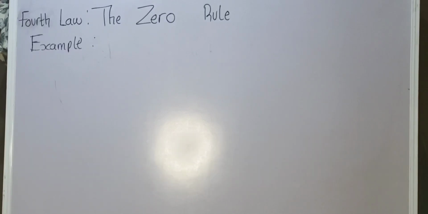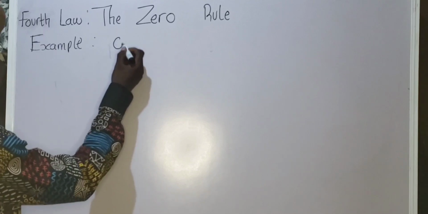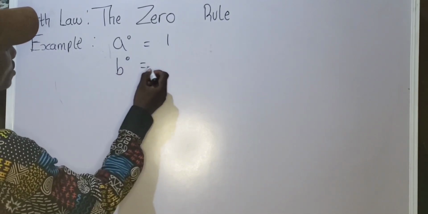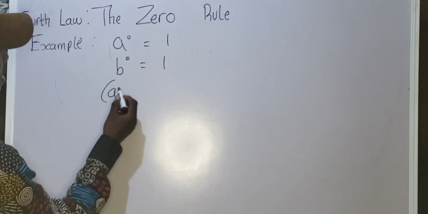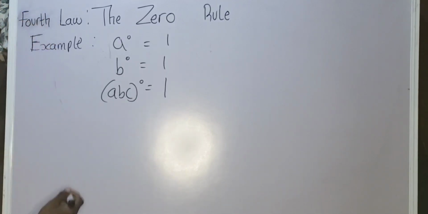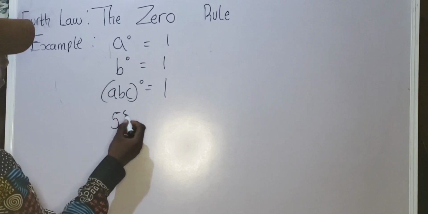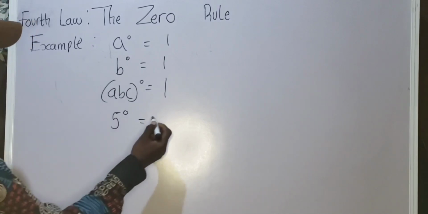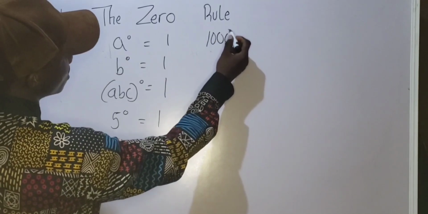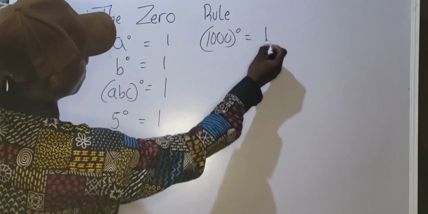You understand? So if we have a raised to the power of 0, that is what? 1. b raised to the power of 0 is 1. A, B, C raised to the power of 0 is what? 1. Are you getting it? So if I have 5 raised to the power of 0, what's the answer? Yeah, the answer is 1. So if I have 1000 raised to the power of 0, that is what? 1.